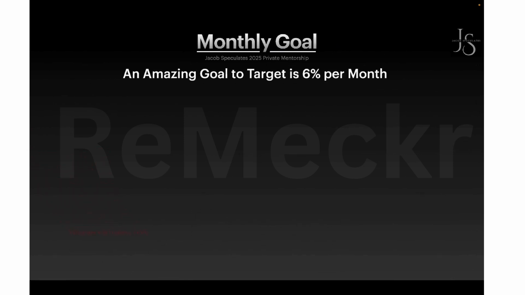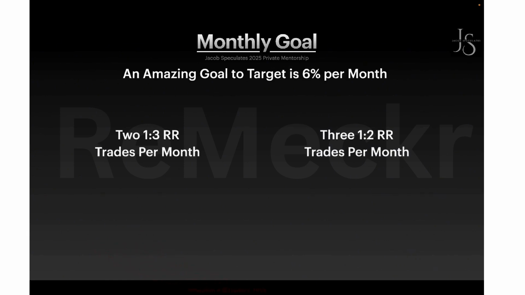So an amazing goal is to target 6% per month. So this would be, in theory, 1 to 3 risk to reward trades per month, or 3 1 to 2 risk to reward trades per month. I know it's not a lot. It doesn't sound like a lot. You're probably thinking, oh, it can't be this easy, but I promise you, less is more.